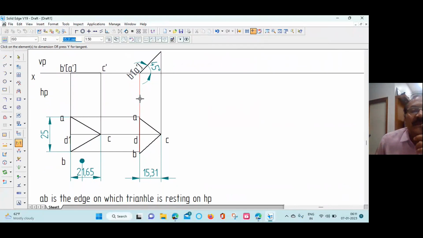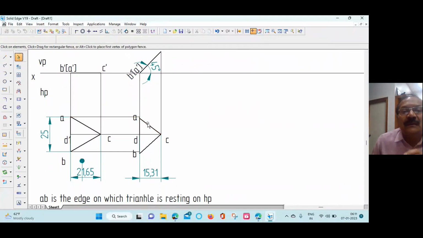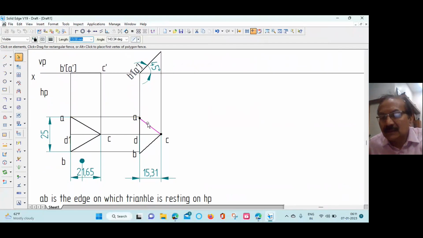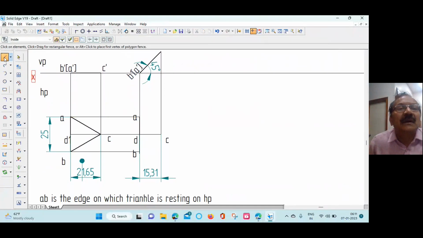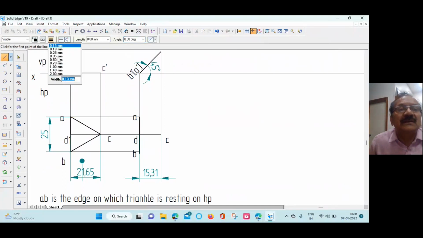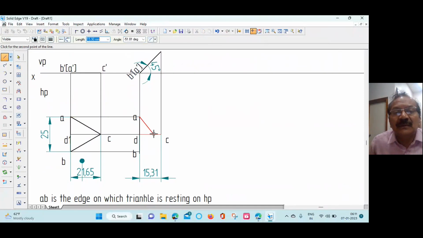There is some mistake here. Let me check this. Delete this. Delete this. Draw the line correctly. It will not position properly. So from this end point to this end point, and this end point to this end point. Okay.